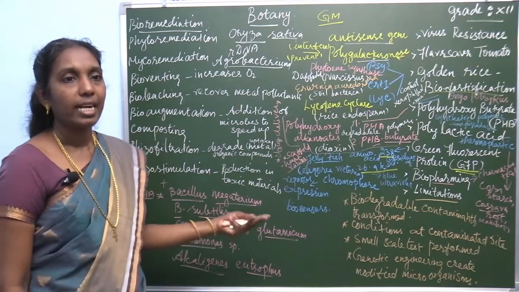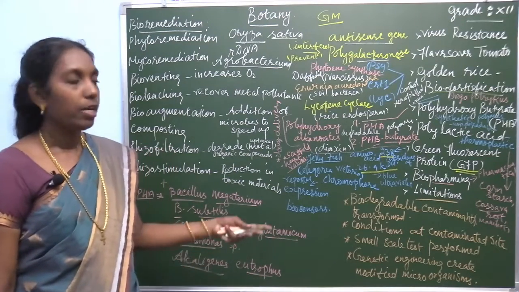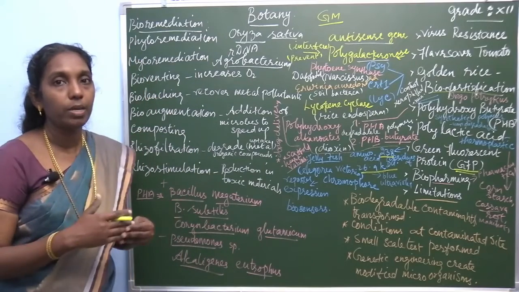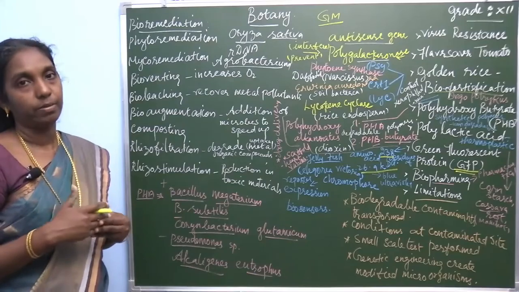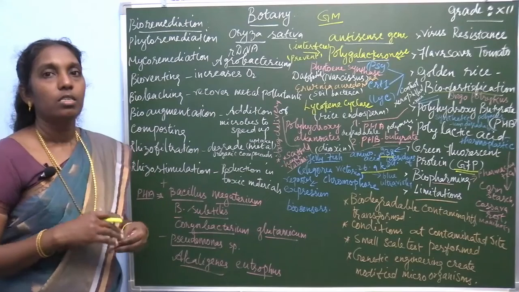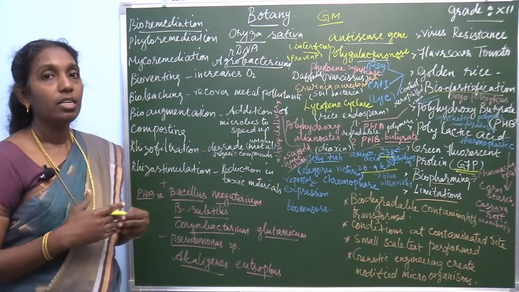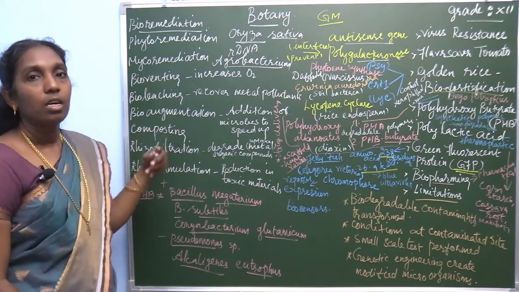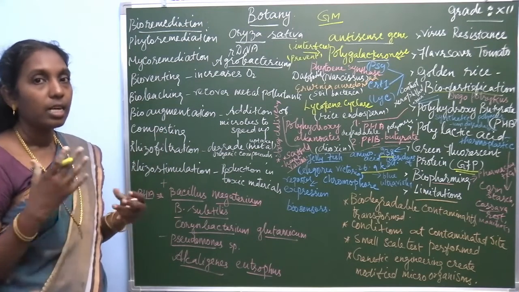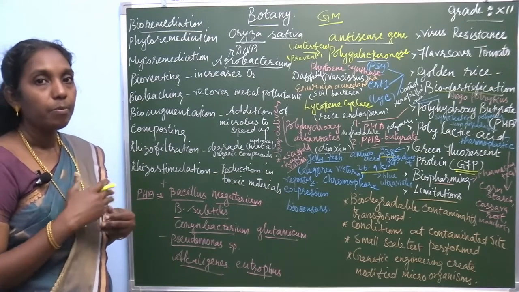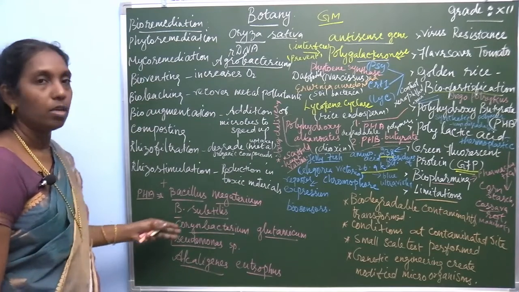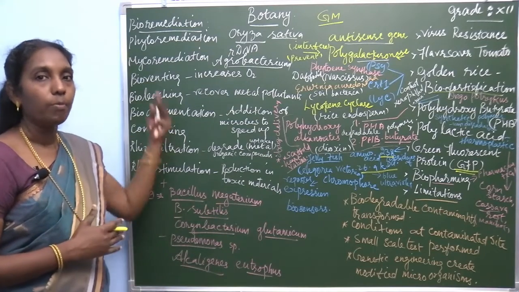Then there are some strategies of bioremediation. What are the strategies of bioremediation? So, the next topic you are going to learn is bioremediation. What's meant by bioremediation? Remediation, biological remediation. Here the contaminants can be made into degradable substances. There are some examples of bioremediation.